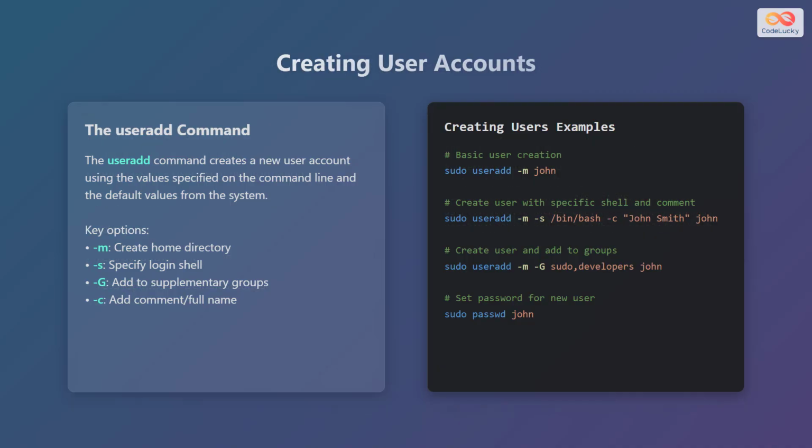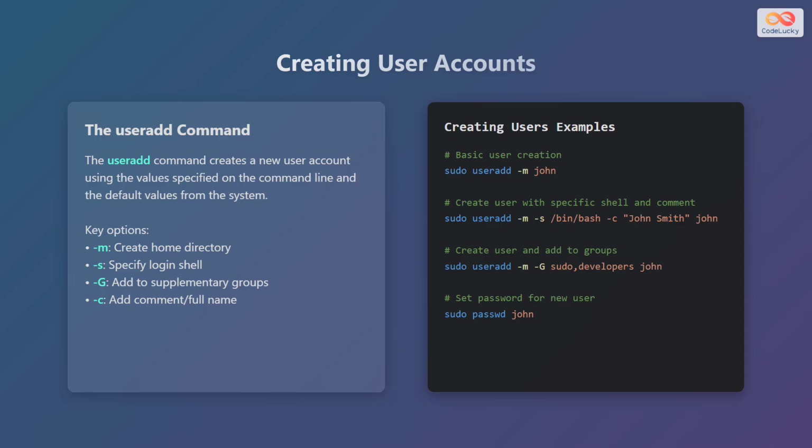Now let's see how to create user accounts in Linux. The useradd command is used to create new user accounts from the command line, incorporating system default values. Several key options are available with useradd. The -m option creates the user's home directory. The -s option specifies the user's login shell. The -G option adds the user to supplementary groups. And the -c option adds a comment or full name for the user.